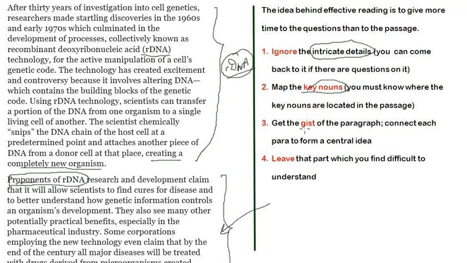And if you look at the gist of the paragraph and get the central idea, well, the central idea would be that rDNA seems to be a promising technology for many proponents, but the critics have their own concerns, and those are valid concerns, right? So this is the central idea of the passage. And then it says leave that part which you find difficult to understand. Now, not much has been difficult in this passage. Very much of it is clear, and it is meant for the layman like us. So this is what the whole passage is all about.